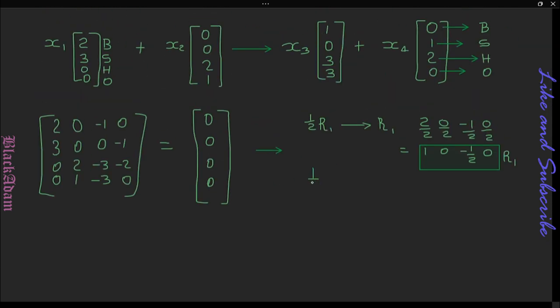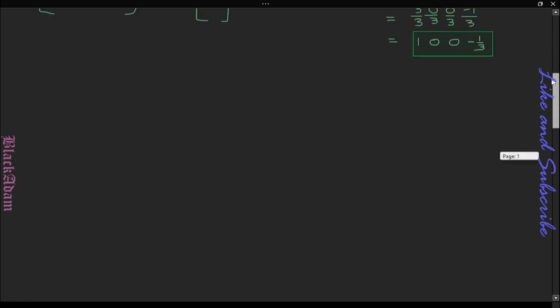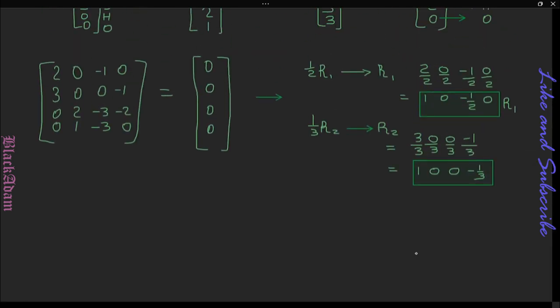And then from there we also have 1/3 of row 2. Okay, so that will be we have 3, 0, 0, negative 1, and divide by 3. We take that one, that's row 2. So divide by 3 in all the entries. So that will give us 1, 0, 0, negative 1/3.